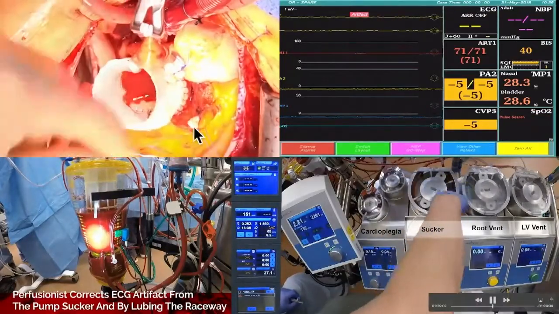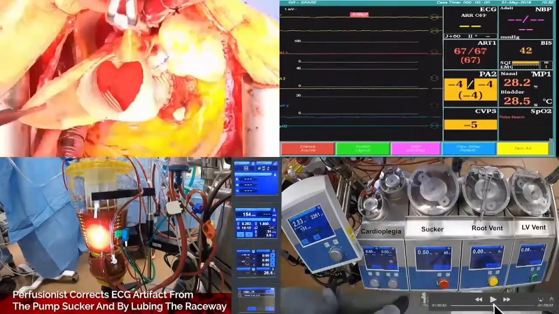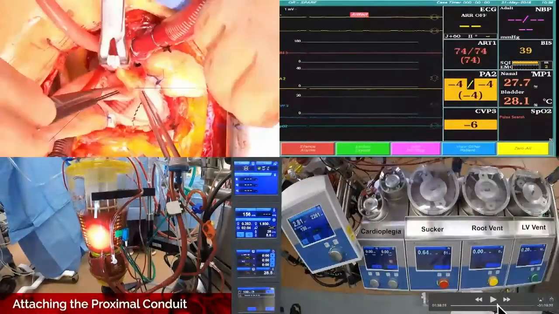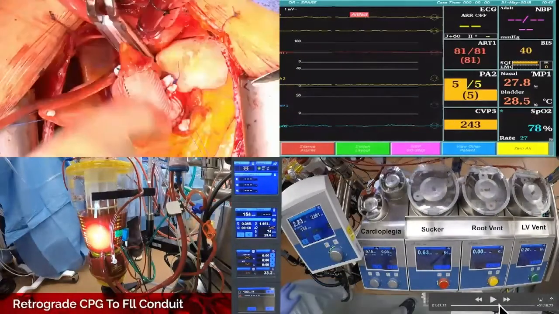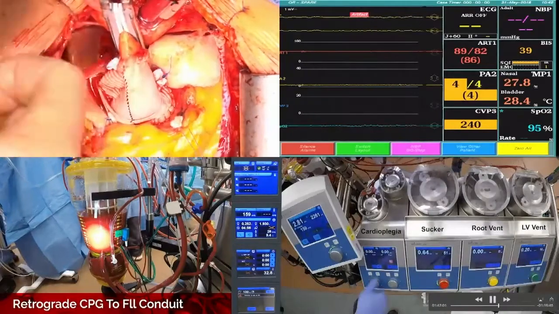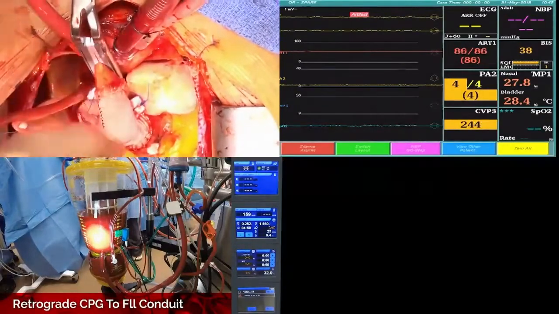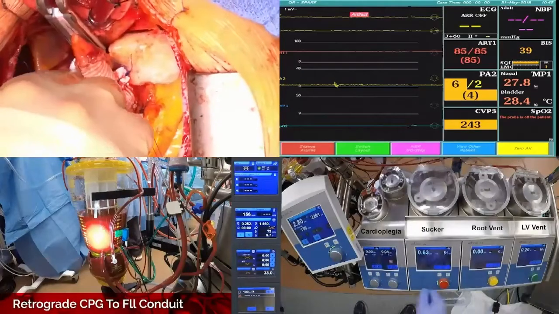Go to 1 hour and 42 minutes. And what we're going to see here is we're giving retrograde cardioplegia to fill the conduit, I believe, to de-air. So we should see that kind of fill up here in a minute.